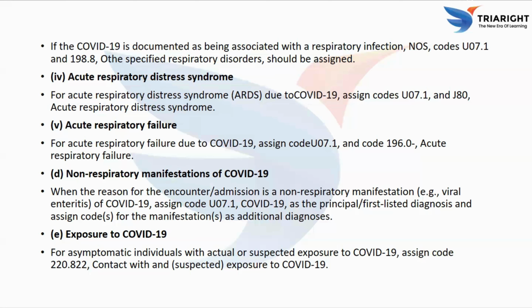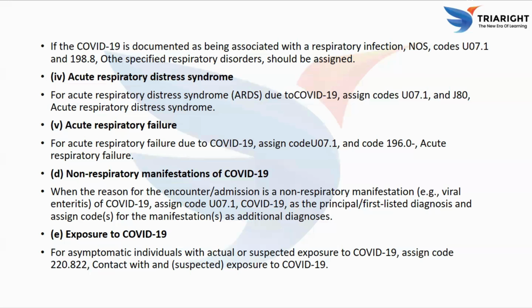So what is the coding rule? If the reason for visit or admission is a non-respiratory condition caused by COVID-19, you have to assign the U07.1 COVID-19 code as the principal or first listed diagnosis. Then you have to assign the additional codes for the specific condition. Example: K52.9 for viral enteritis. So this clearly shows that COVID-19 caused the non-respiratory problem.